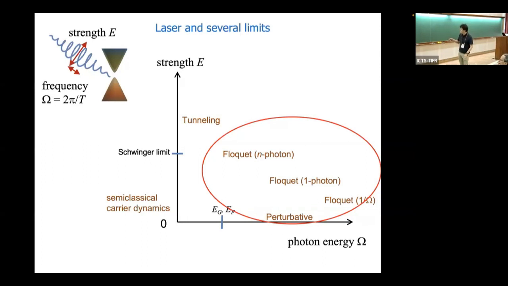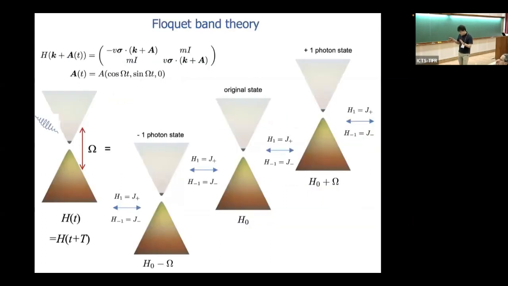Now I will move on to the Floquet picture. I won't go into detail about the Floquet band theory so much. It's really like a time-dependent Fourier transformation in the time direction. So if I have a time-periodic Hamiltonian, I can rewrite my Schrödinger equation using the Fourier basis.